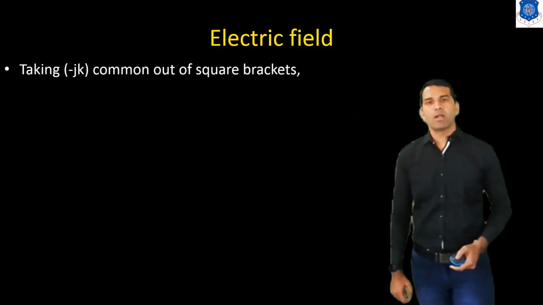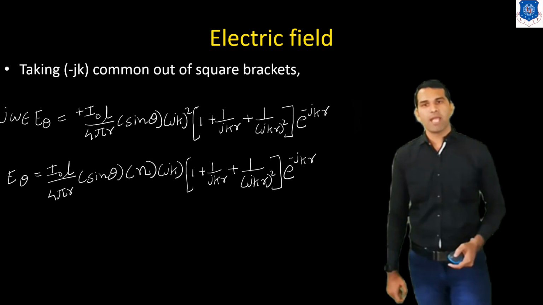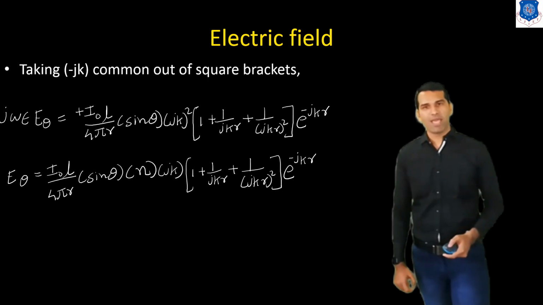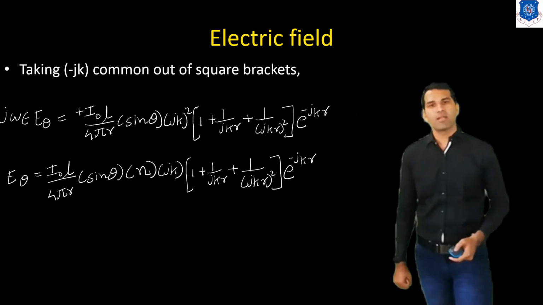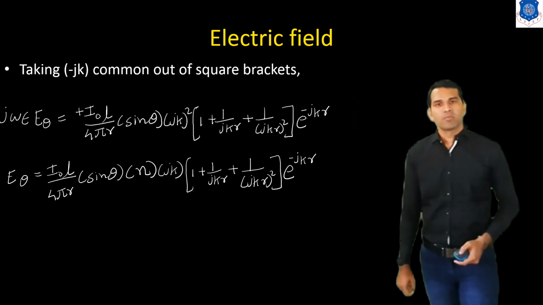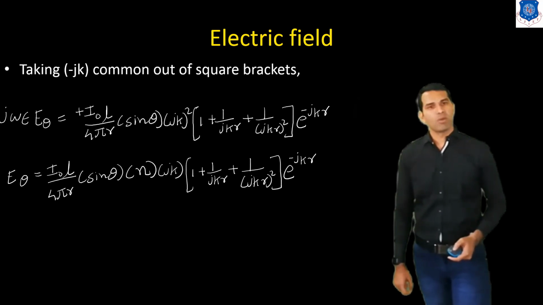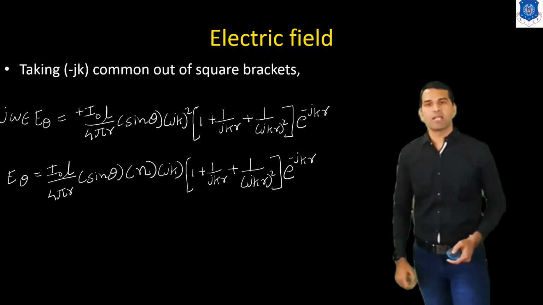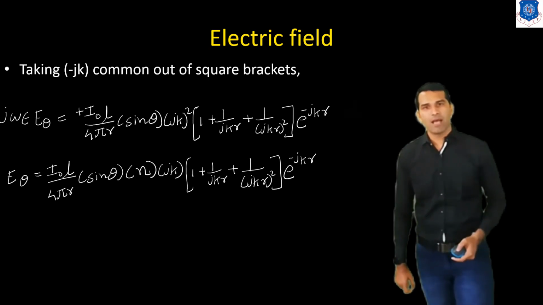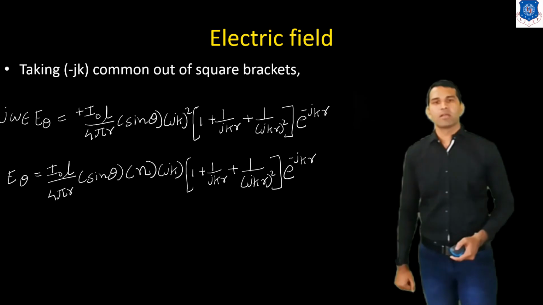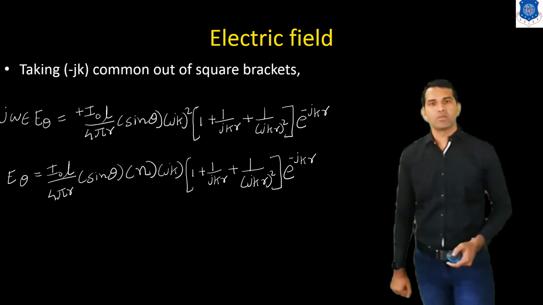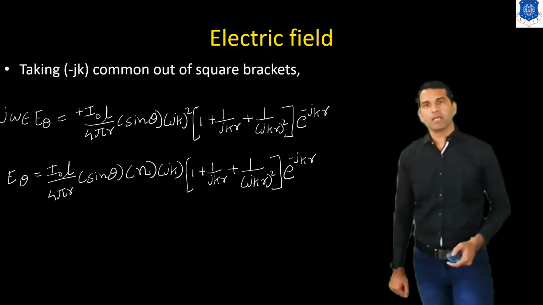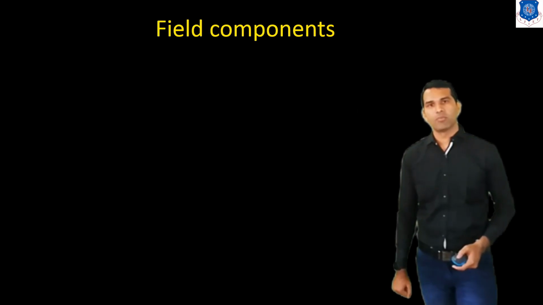Taking minus jk common out of the square bracket, we get j omega epsilon E_theta equals plus I0 L over 4 pi r sin theta, jk squared, 1 plus 1 upon jkr plus 1 upon jkr squared, e raised to minus jkr. And when we solve this equation, we can write E_theta equals I0 L over 4 pi r sin theta, eta, jk, 1 plus 1 upon jkr plus 1 upon jkr squared, e raised to minus jkr. So this is the E_theta component of the electric field.